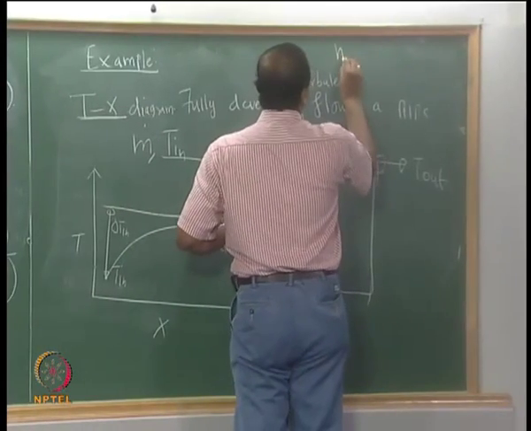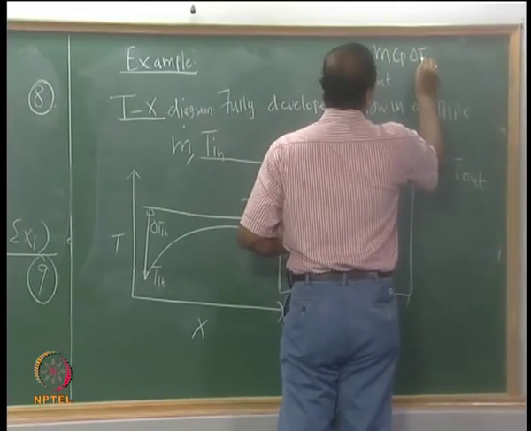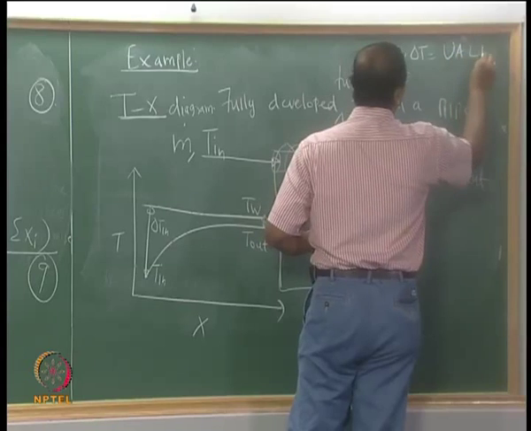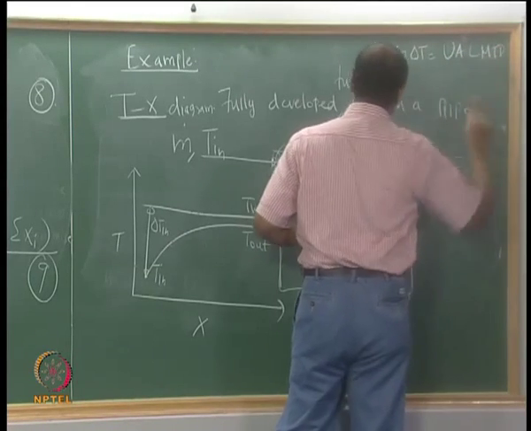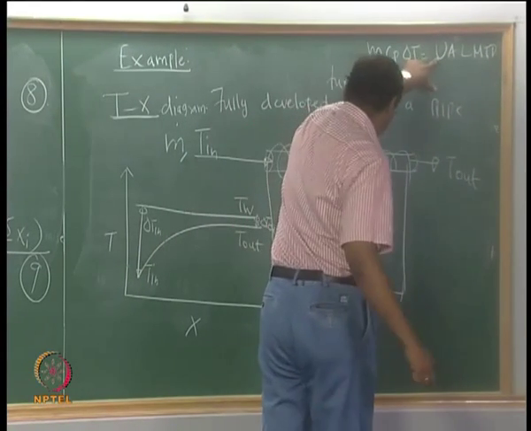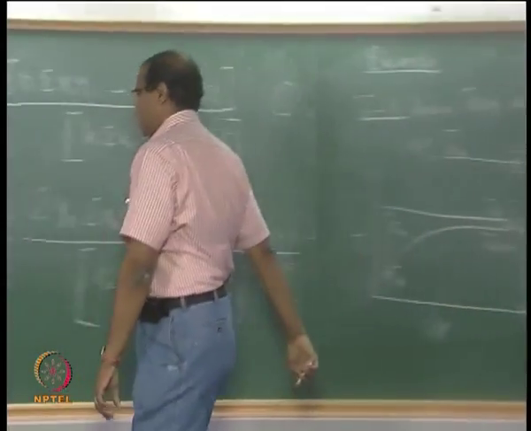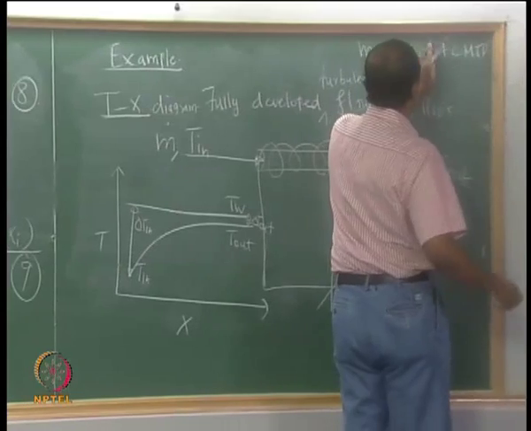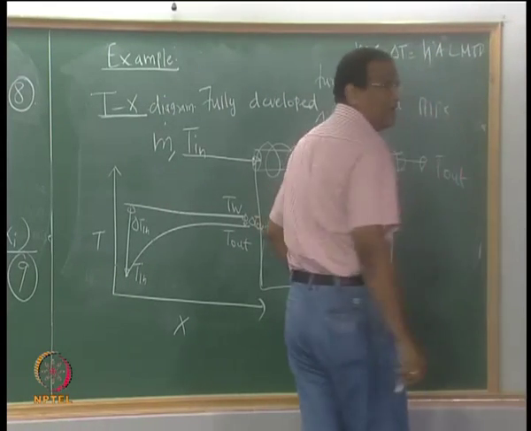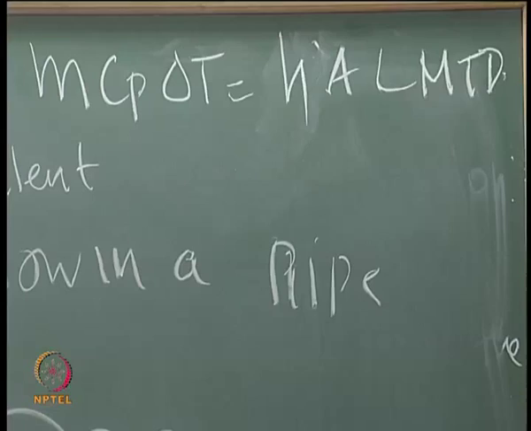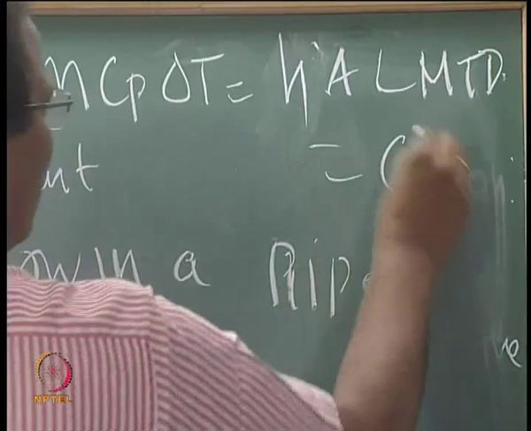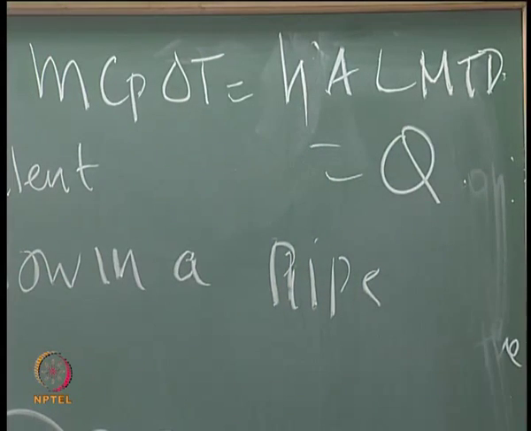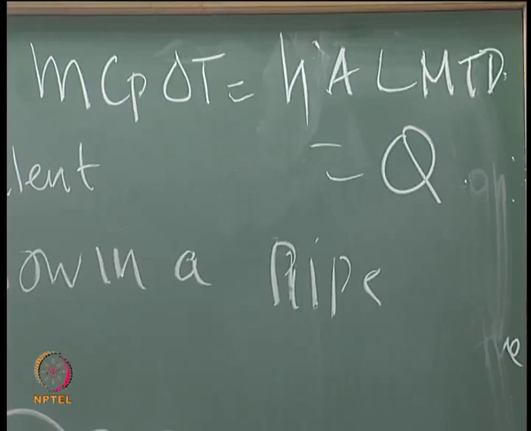So this m c p delta T is equal to U A LMTD. In this case, if the outside temperature is fixed, I do not have to use the U because I know what the temperature is on the outside. I do not need to use the concept of overall heat transfer coefficient. I will just use h A LMTD. This must be equal to the Q which is coming.